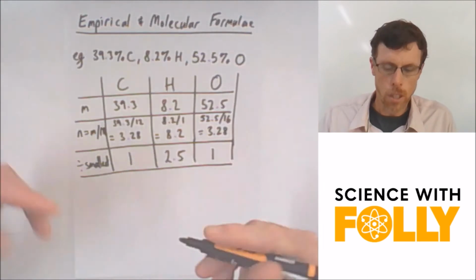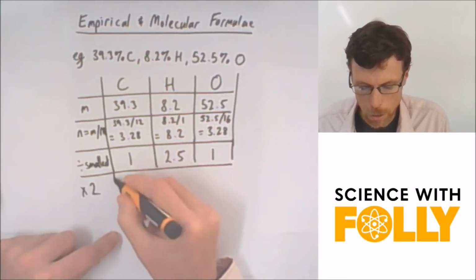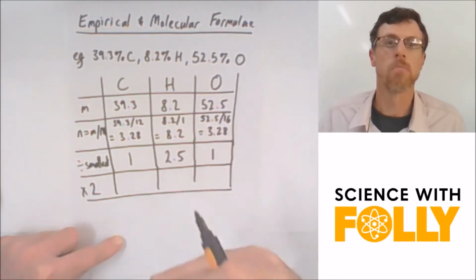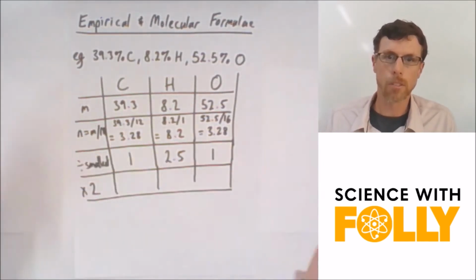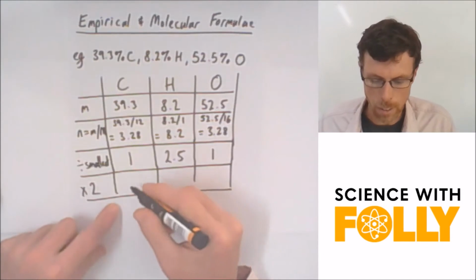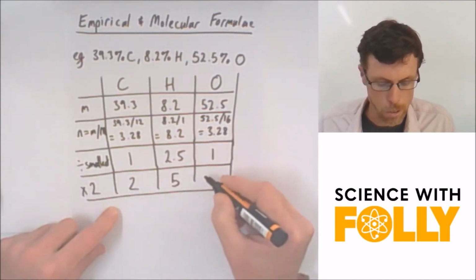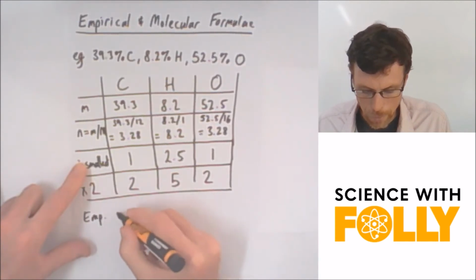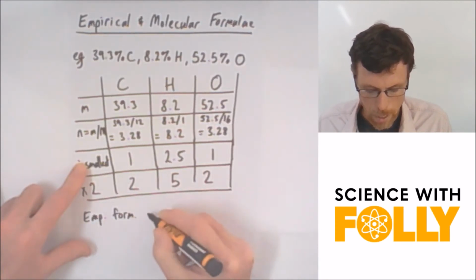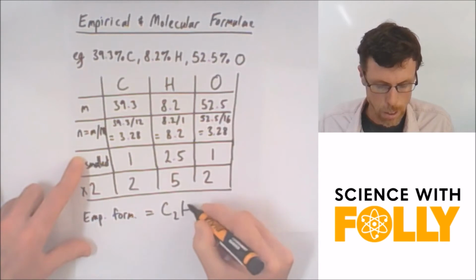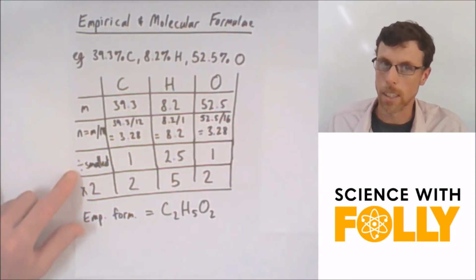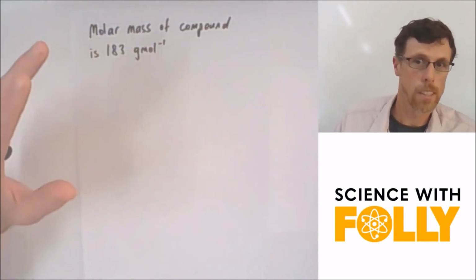So what we have to do is times it by 2 in this case. Sometimes if you end up with 0.3 or 0.6, you'd have to triple it. Or if you end up with 3 whole numbers, then you don't have to do anything. Timesing it by 2 gives me 2, 5, 2. So my empirical formula equals C2H5O2. Piece of cake.